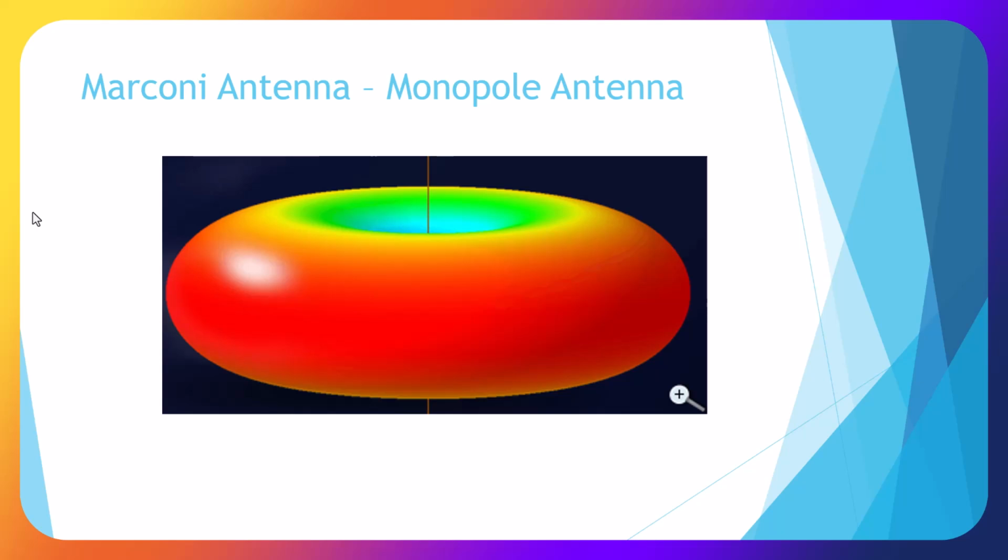Here I'm showing the radiation pattern for a Marconi antenna, and we can see that it is a tube that points out. We have the antenna up through the center, so there is nothing being radiated above, and this may be a different shape depending on the design of the antenna, but it sends out in that direction.